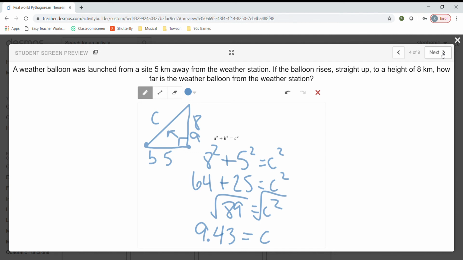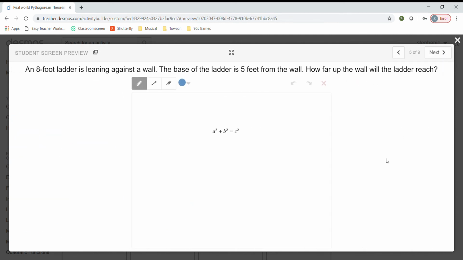All right, let's look at number 5. So we have an 8-foot ladder leaning against a wall. The base of the ladder is 5 feet from the wall. How far up the wall will the ladder reach? So first I want to draw a diagram. So here's a building, here's the ground, here's the ladder. It says the ladder is leaning. So it's an 8-foot ladder.